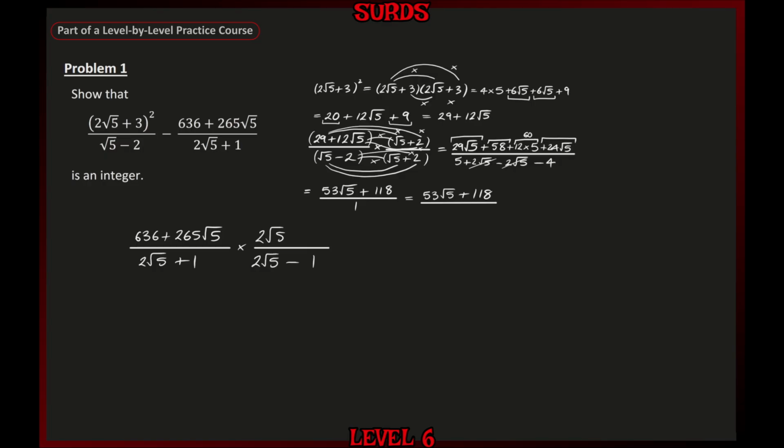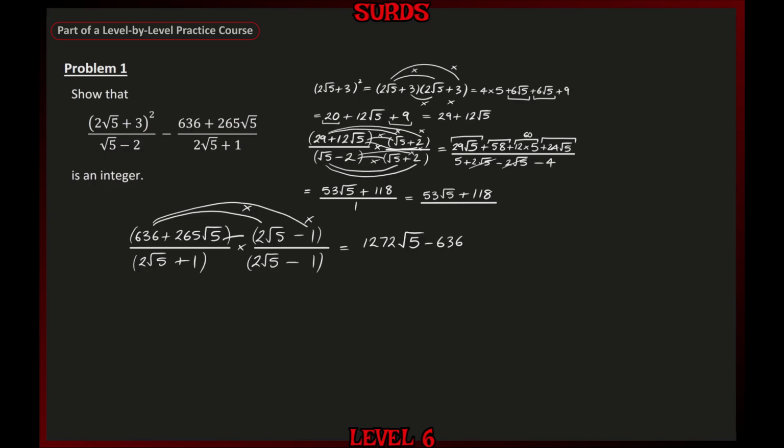And we do exactly the same on the numerator, and we make sure that everything is in brackets so that we can expand accurately. So starting on the numerator, we have 636 multiplied by 2 root 5. Well, 636 times 2 is 1272. This becomes 1272 root 5.